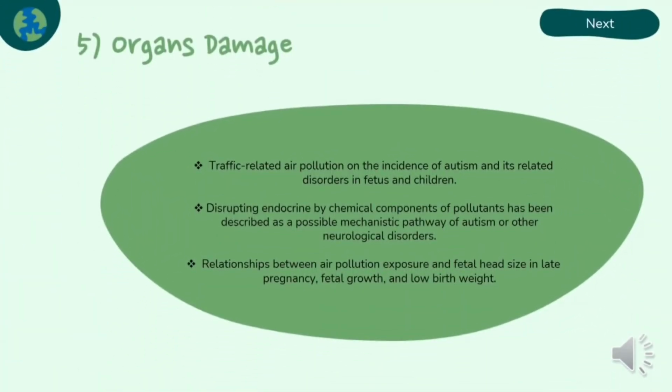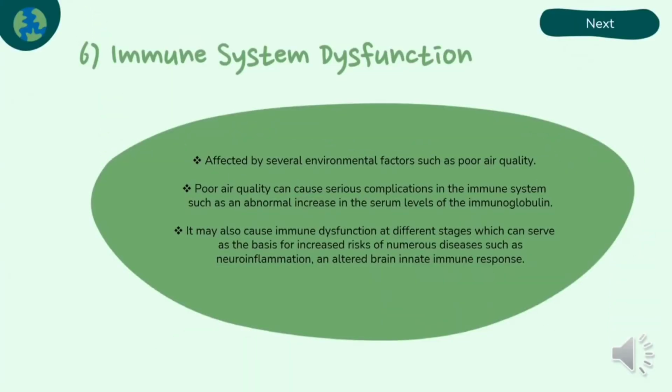Fifth, organ damage. Studies show the effect of traffic-related air pollution on the incidence of autism and its related disorders in fetuses and children. Disrupting endocrine biochemical components of pollutants have been described as a possible mechanistic pathway of autism or other neurological disorders. There are relationships between air pollution exposure and fetal head size in late pregnancy, fetal growth, and low birth weight.